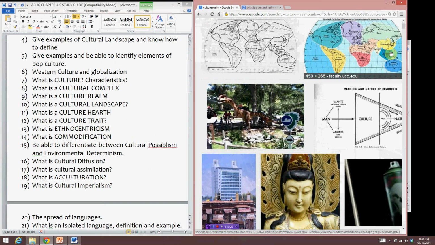Finally, cultural trait. Actually, we just looked at cultural trait, which, just to remind you, is a single attribute of a cultural group, or some single attribute of culture.